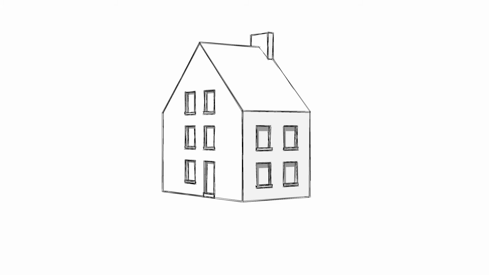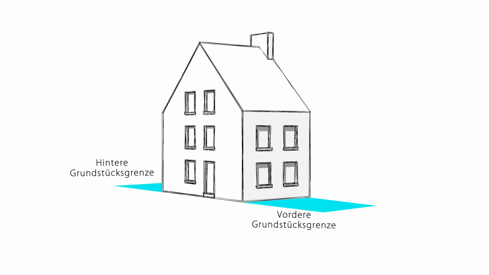Today we will look at the distances between buildings and boundaries as well as between buildings and the street. Here we must distinguish between the front, side and rear of a plot. Usually the front boundary is defined as the one along the street.